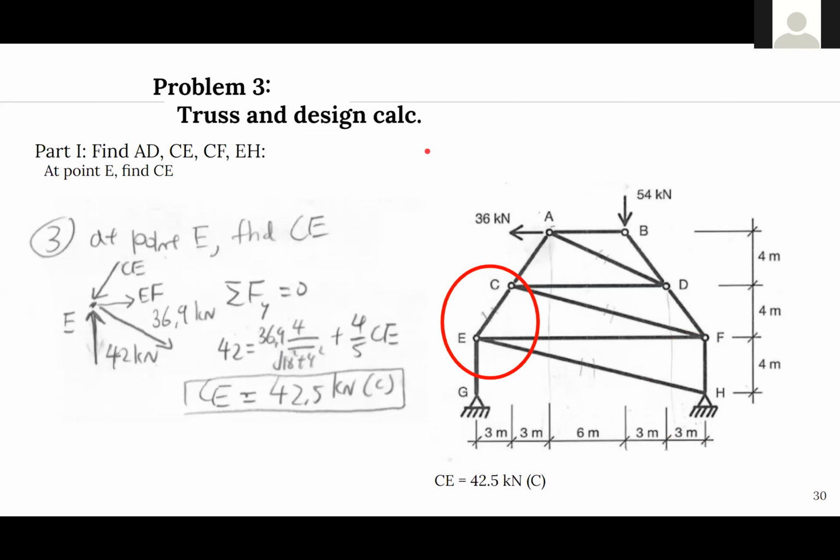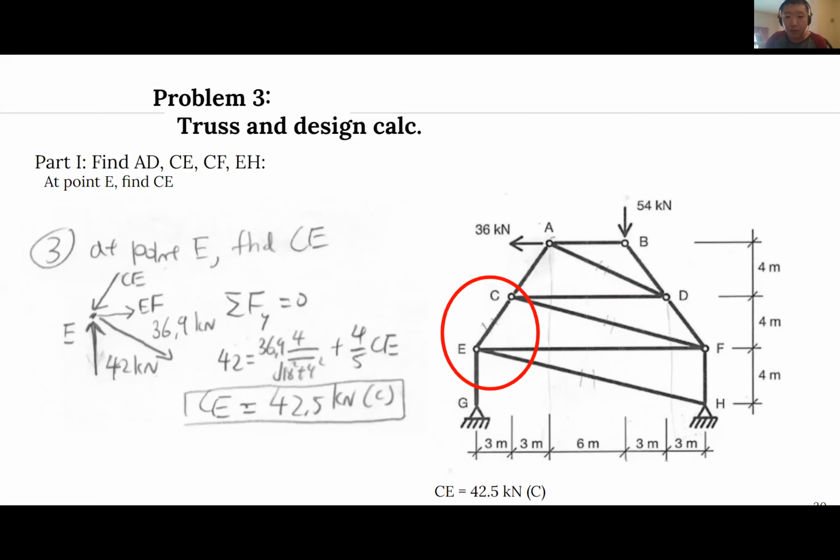One thing to always remember is to correctly proportion what the horizontal and vertical components of the force are. In this case, the height of member CE is 4 meters, the width of member CE is 3 meters, and the hypotenuse is 5. The vertical component of CE is 4/5, which gives 42.5 kilonewtons in compression.